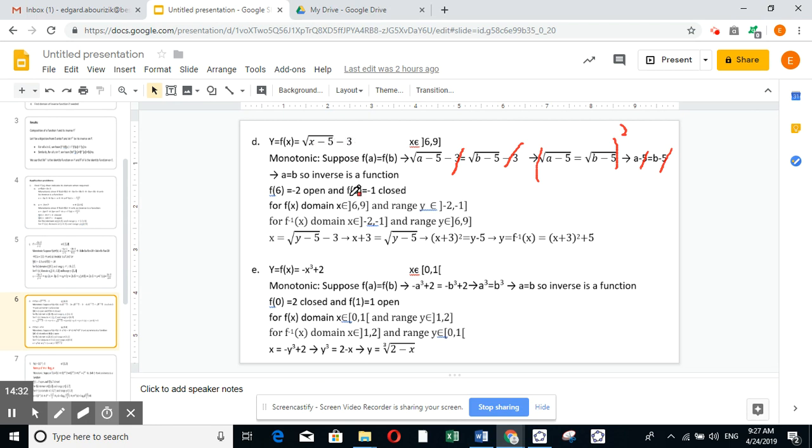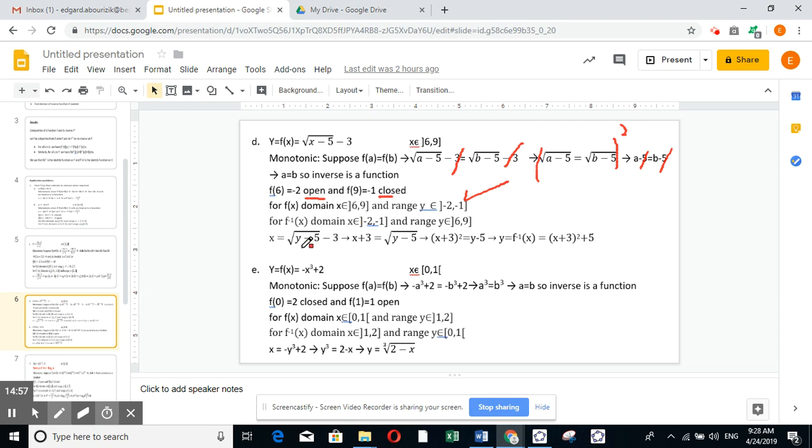I do f of 6. So it's 1 minus 3, it's minus 2. f of 9, so root 4 is 2, 2 minus 3 is minus 1. Here at 6 it's open, here at 9 closed. So for f of x, this is the domain, and the range will be from minus 2 open till minus 1 closed. And for the inverse function, x will be the range and y will be the domain.